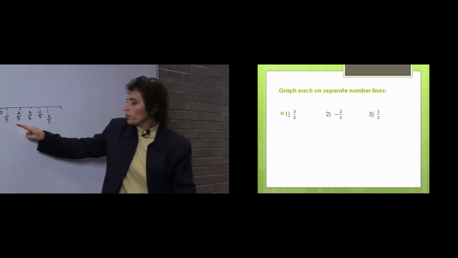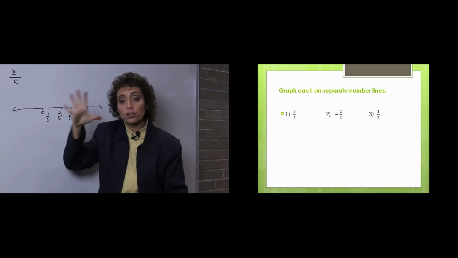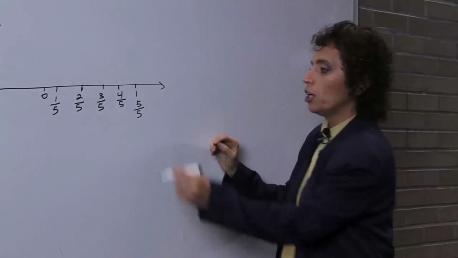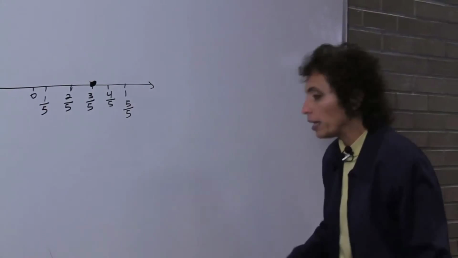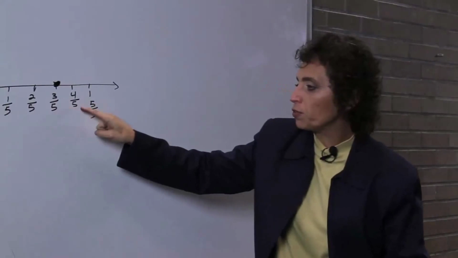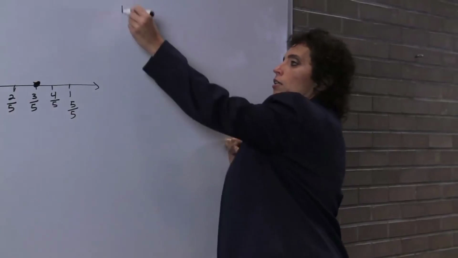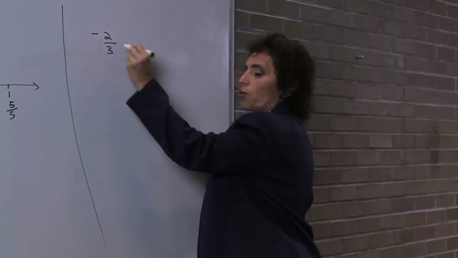So 1, 2, 3, 4, 5. You need 5 spots before you get to 1, because you'll be at 5/5. So this is 3/5 right here. I just want to make sure you understand that you'd have 1/5, 2/5, 3/5, 4/5, 5/5 broken up into 5 equal places. Let's look at negative 2/3.